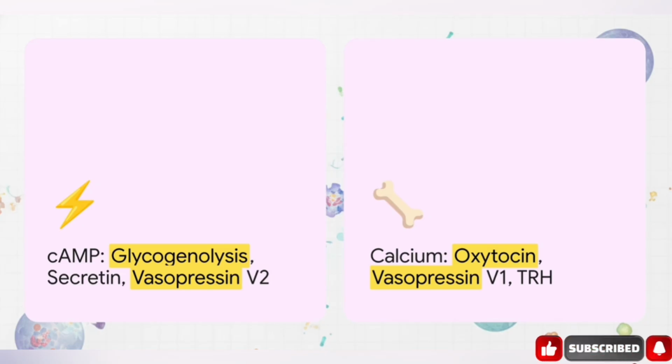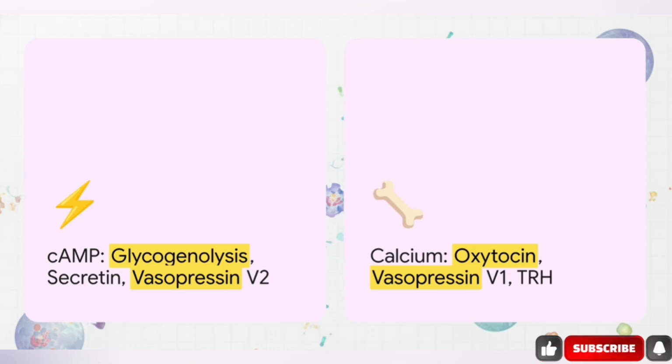Look at the contrast between cAMP and calcium as second messengers. Cyclic AMP handles metabolism like glycogenolysis, and it's the messenger for secretin to increase bicarbonate in pancreatic juice. Calcium, on the other hand, triggers uterine contraction via oxytocin and exocytosis for TRH and CCK.